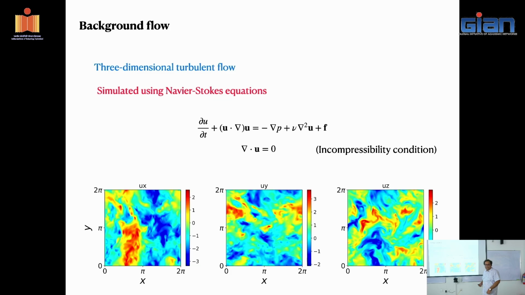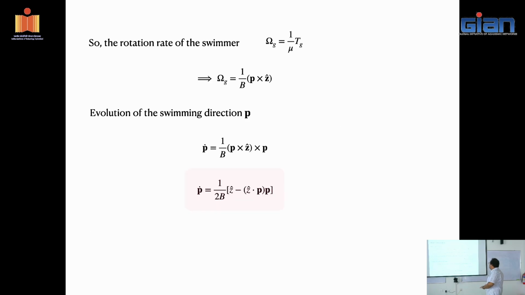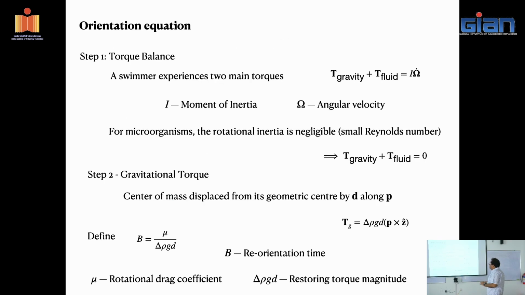So you can see the snapshot of the velocity components ux, uy, uz on some plane. But this is a full 3D field, and you can derive this. You can derive the equation of motion for the orientation vector of the phytoplankton just by looking at the torque balance. A swimmer experiences two main torques, one gravity and fluid. So you can then neglect the inertia and then introduce gravitational torque, which you can write like this.